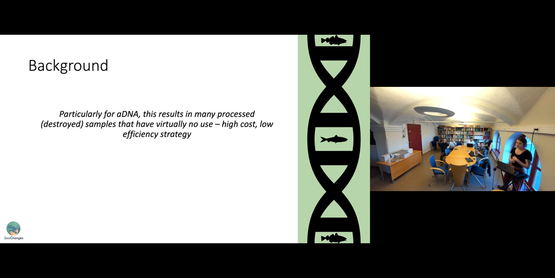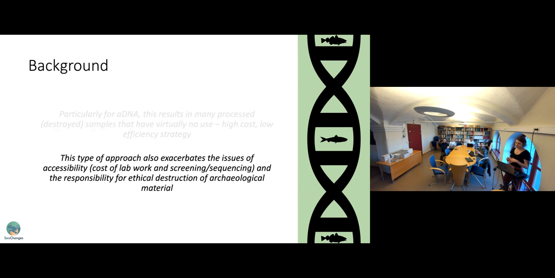So particularly for ancient DNA, this means we destroy a lot of things and then we don't use them in the end. And this exacerbates a couple of the big ethical issues that we have in the field of archaeogenomics, like accessibility, the cost of lab work, the cost of sequencing, also the human time that it takes to do all of this stuff, as well as the responsibility for ethical destruction of archaeological material. Obviously, we're not getting any of this back when we do destroy it. And I work on very small fish bones, so I have to destroy the whole thing, not just take a chunk.